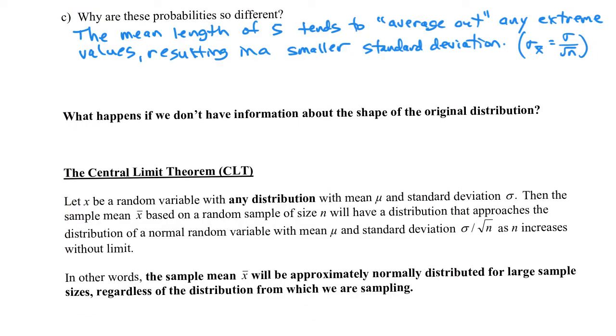So now we come to a question: what happens if we don't have information about the shape of the original distribution? Well, in that case, what we do is we use the Central Limit Theorem.